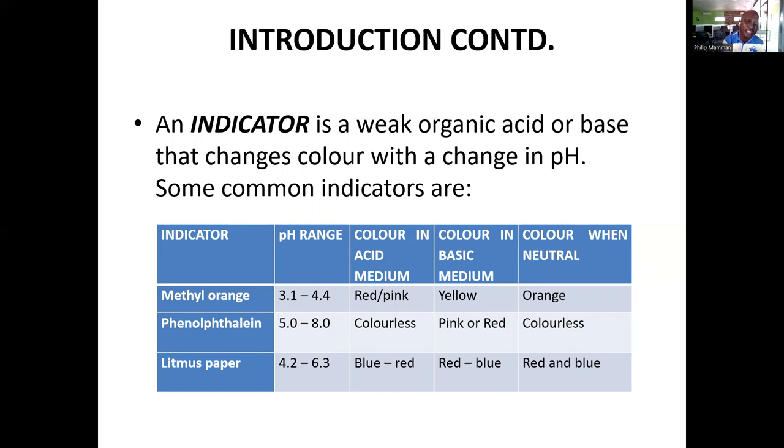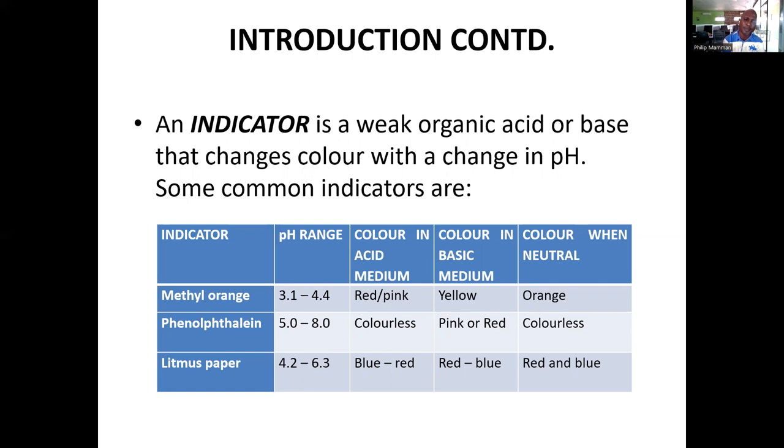What about phenolphthalein? Phenolphthalein has a pH range of 5.0 to 8.0. It is colorless in an acidic medium. It is pink or red in basic medium. And of course, it is colorless when neutral. And that's why a phenolphthalein indicator cannot be used to differentiate between a neutral substance and an acidic substance, because we get the same coloration.